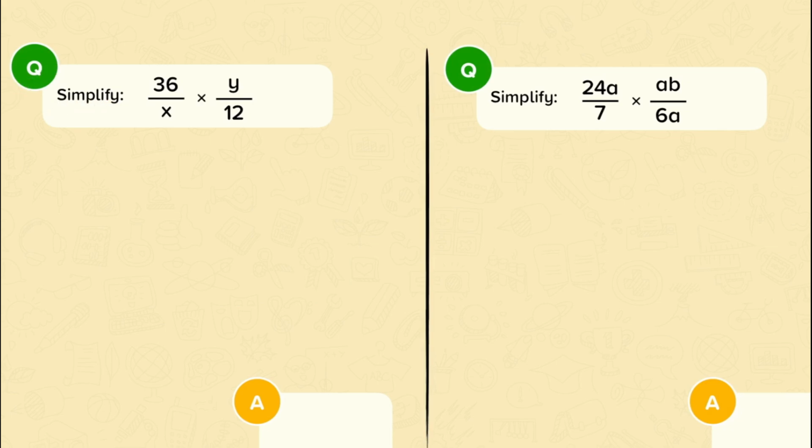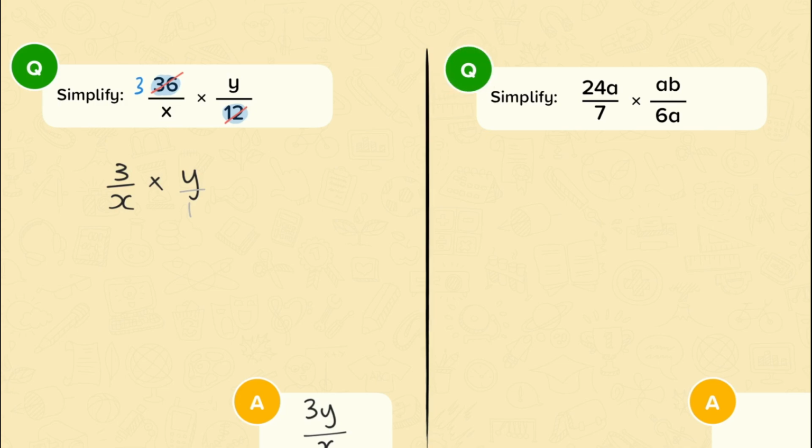Question. Simplify 36 over x multiplied by y over 12. Now, before we even do this multiplication, we can cancel out some common factors. Look at this 36 and this 12. I can divide both of these by 12. So that leaves me with 3 over x times y. Well, 3 over x times y is simply 3y over x. And that's my final answer.